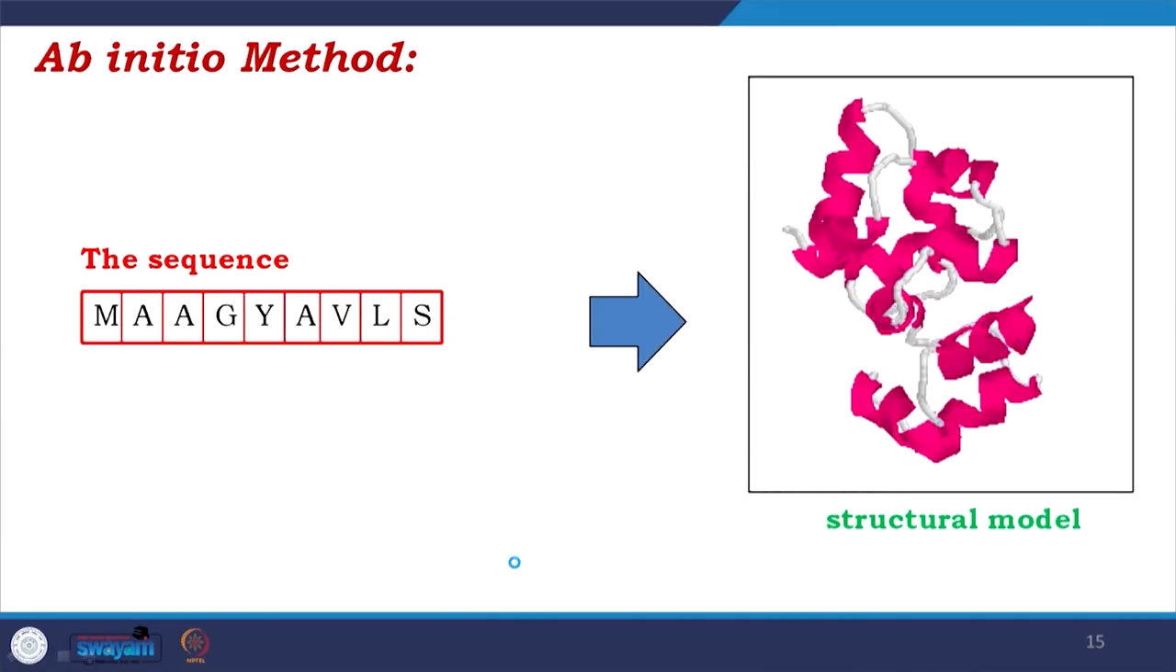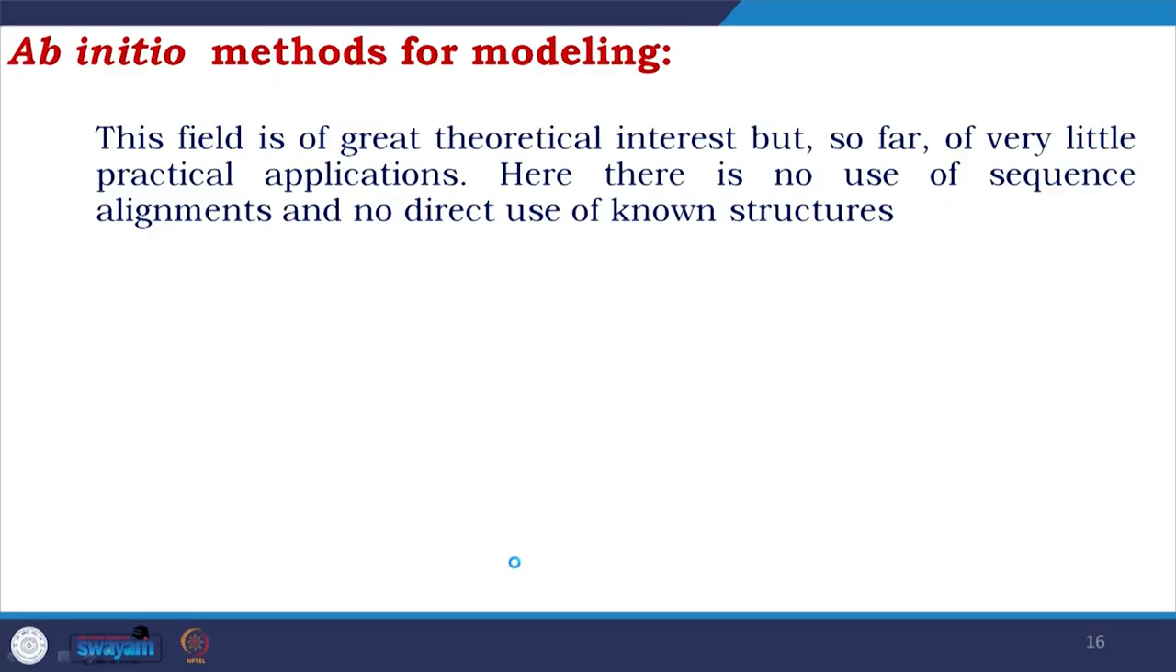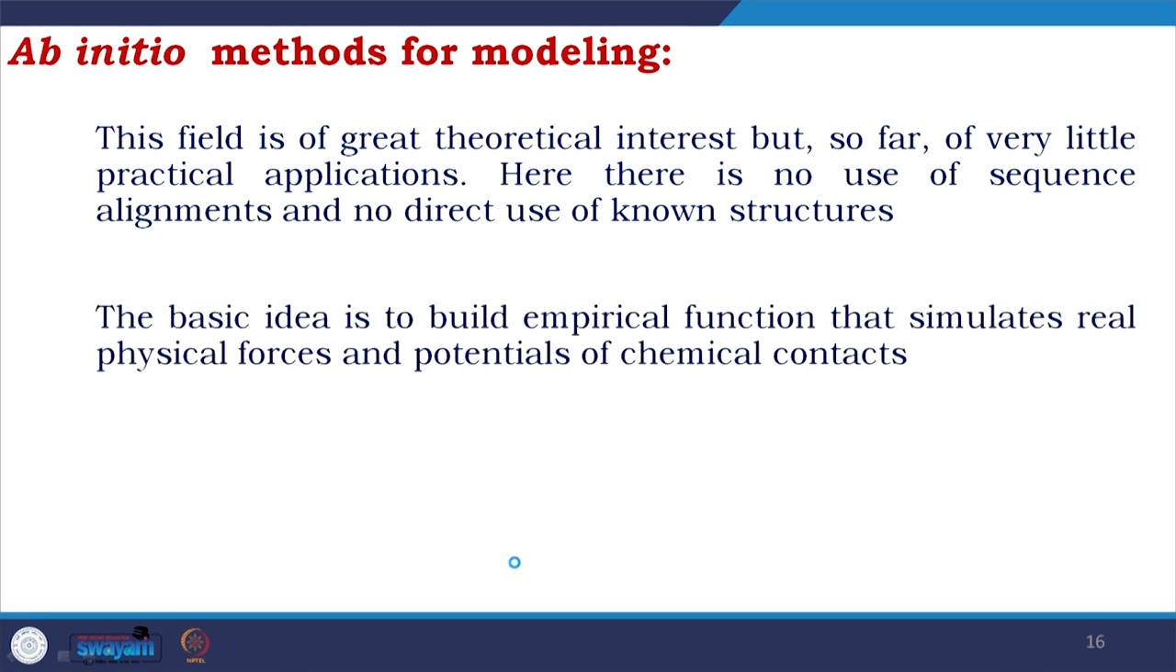Coming to the ab initio method, this is one of the easiest definitions you have to provide. You have a sequence, you have to convert it to structure by a method, and the method is called ab initio. So, if you take the sequence and predict the structure, that is ab initio. The field is of great theoretical interest, but so far of very little practical application. Here, there is no use of sequence alignment, no direct use of known structures, experimental information and so on. The basic idea is to build an empirical function that simulates real physical forces and potentials of chemical contacts.